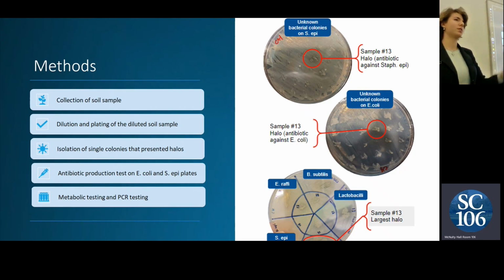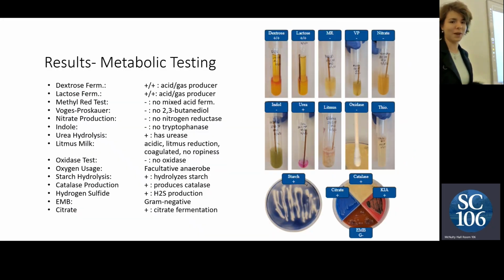There were actually two samples, sample 13 and sample 8. And we plated them onto this plate below in order to look if it fights against other bacteria such as B. subtilis, E. raffi, other examples. And the halos that were more prominent were for bacteria number 13. So that was the bacteria that we used to progress on. After that, we also used metabolic testing and PCR, but I'll get to that.